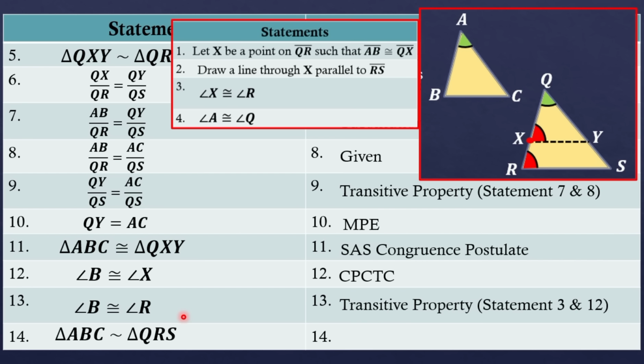And then, we can now prove that triangle ABC, this triangle is similar to triangle QRS by AA Similarity Theorem. So, given po kanina sa statement number 4 natin, meron tayong first angle, and then our second congruent angle is ito pong statement number 13. So, we already have two angles. So, therefore, two triangles are similar by AA Similarity Theorem.